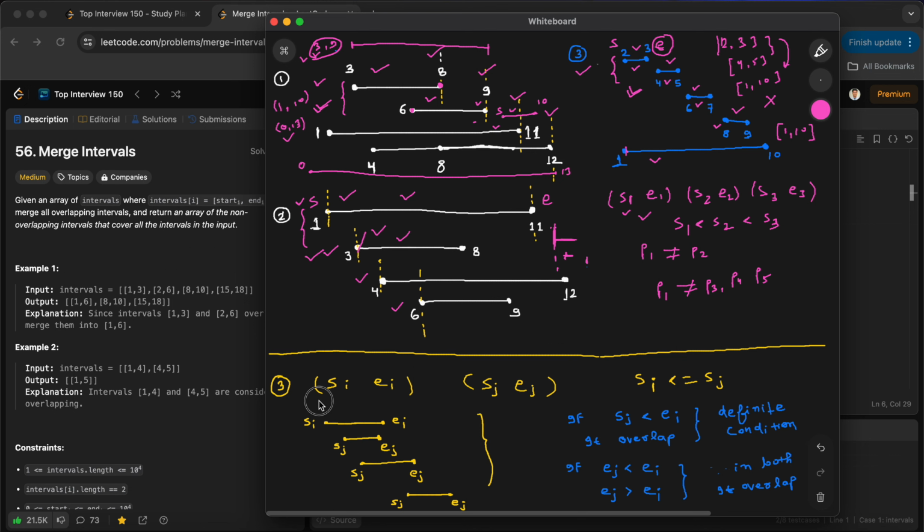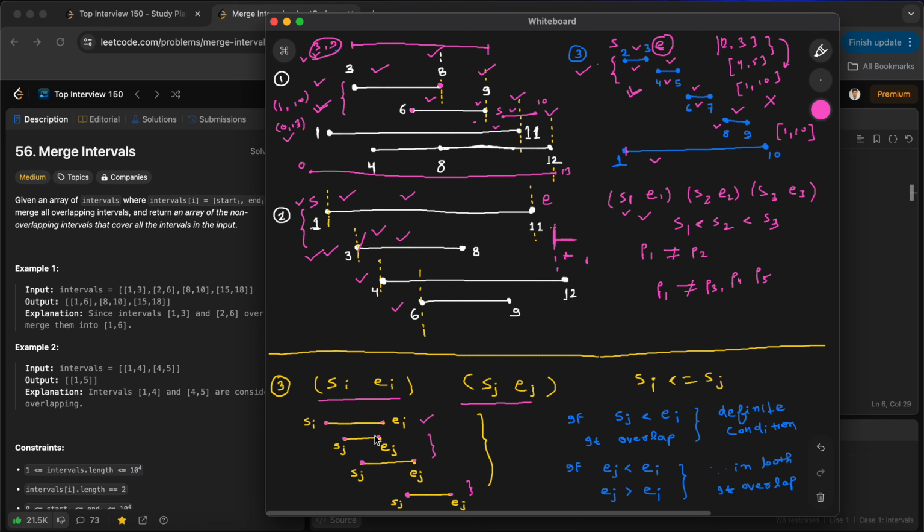Suppose I am taking these two examples, si ei and sj ej. I want to define the case when it should overlap. Suppose I took this point, si and ei, it is here, and for sj and ej there are three possibilities. Either it can start here and end just before that, or it can start here and end after ei, or it can start after ei and ej. So these two cases overlap and this case does not overlap.